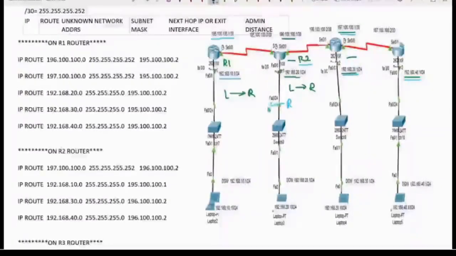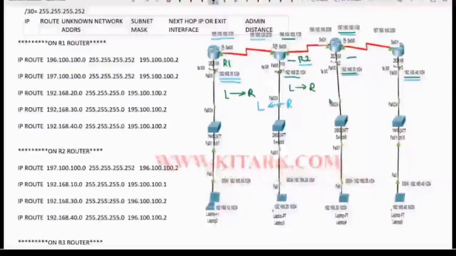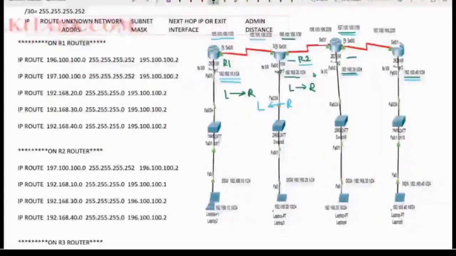Now let's move from right to left of router R2. The left side has router R1, right? So there you can see what the unknown networks are. The 192.168.10. network is unknown for router R2, since it's not connected directly. Only 195.100.100 is a directly connected network, so you don't need to specify that network. 196.100.100 is also directly connected, and 192.168.20. is also directly connected. So you don't need to specify these three networks. But all other networks you need to specify as static routing.